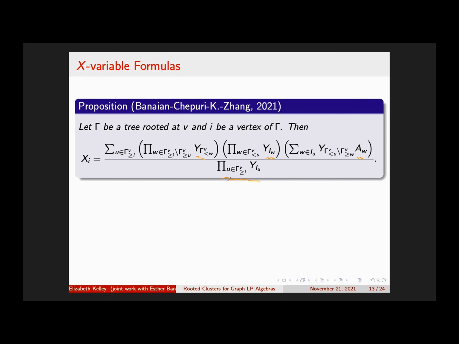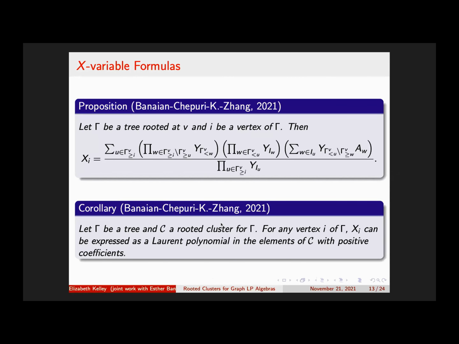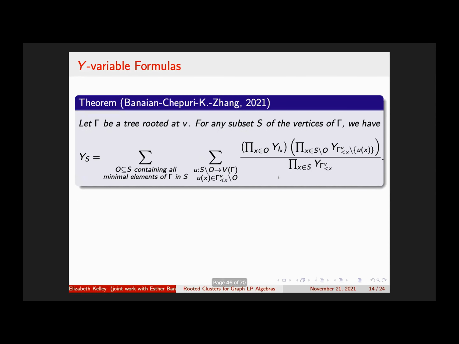And so that means that as a corollary of this formula, we can see that when we actually expand these expressions, we're going to get Laurent polynomials with positive integer coefficients in terms of variables in our original cluster, which is what we were after.